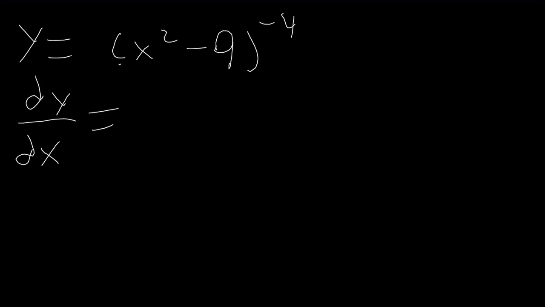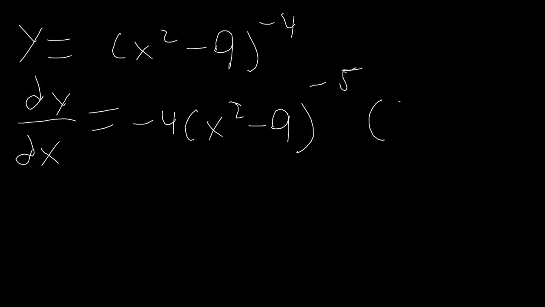So now this is the inside function. That's going to be our u. So it's the derivative of the outside using power rule, negative 4 times, keep the inside the same, times x squared minus 9 to the power of negative 4 minus 1, which is going to be negative 5, and then multiply by the derivative of the inside, which is just 2x.